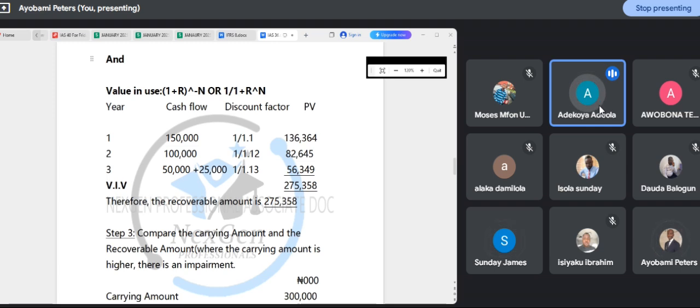He said, how do we indicate if there's an impairment? So the sources of indication: we have external and internal indicators that we can use to determine if an asset has been impaired.